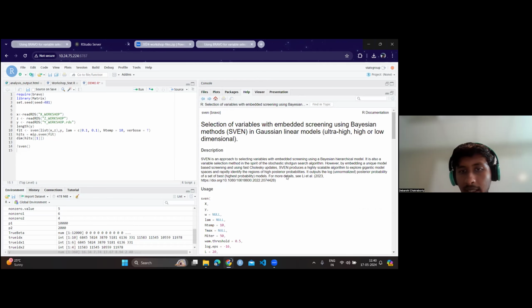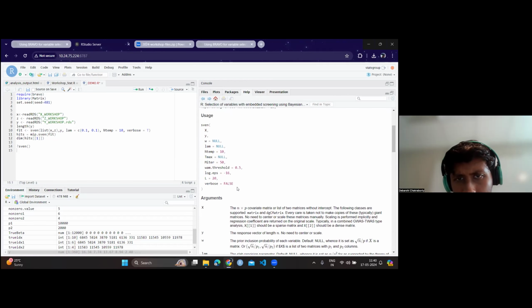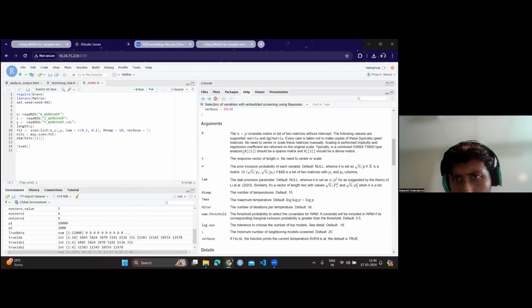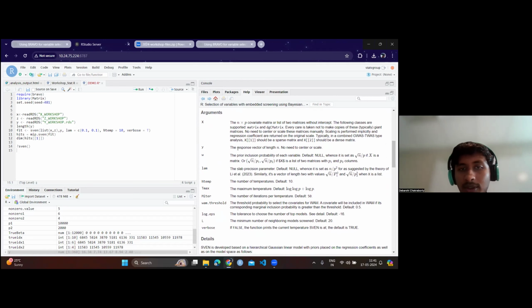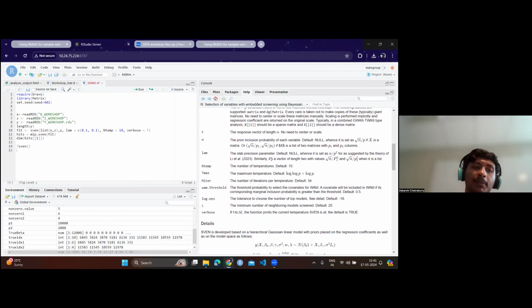So here you can see what inputs it takes. X is a list of two matrices. For our example, the first matrix is the one which contains the SNPs, and the second one contains the gene expressions. And Y is the response. These things are pretty simple. W and lambda just describe the theory behind it. By default, it chooses the W and lambda like this, but if you want, you can play around with those values.